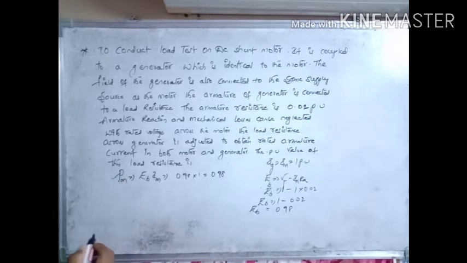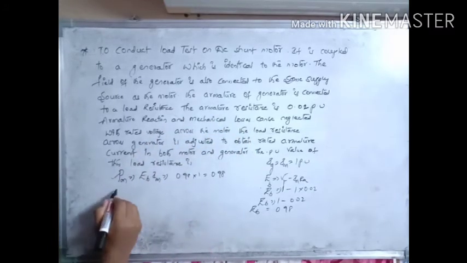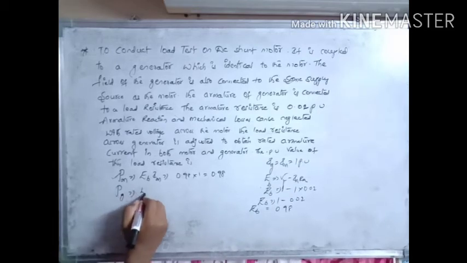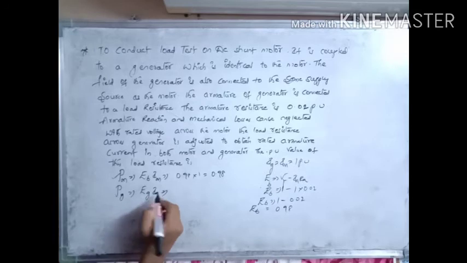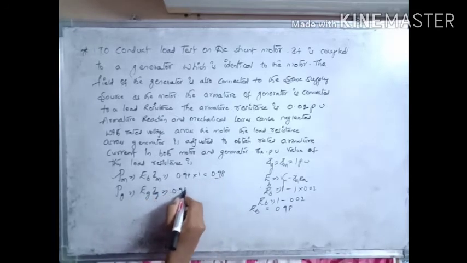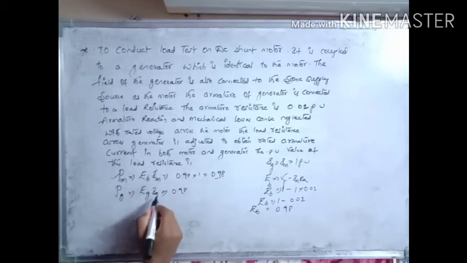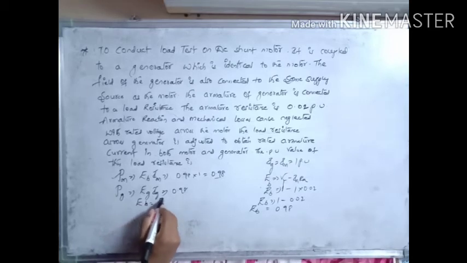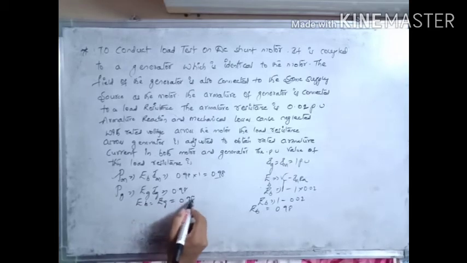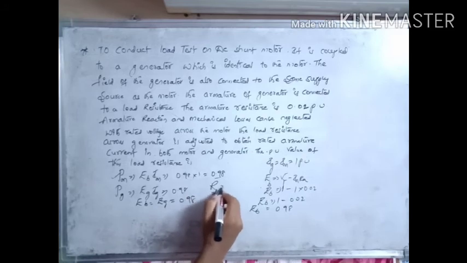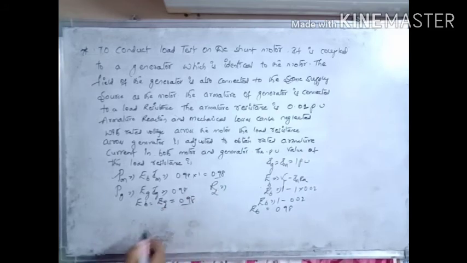This output power is applied to the generator as input power. That is, Pg, the generator input power, equals Eg into Ig, where this power equals this power, which equals 0.98. So Im is 1, Ig is 1. So we can get Eb equals Eg equals 0.98 is the value. And again we have to calculate the load resistance RL, but here we have only Eg.